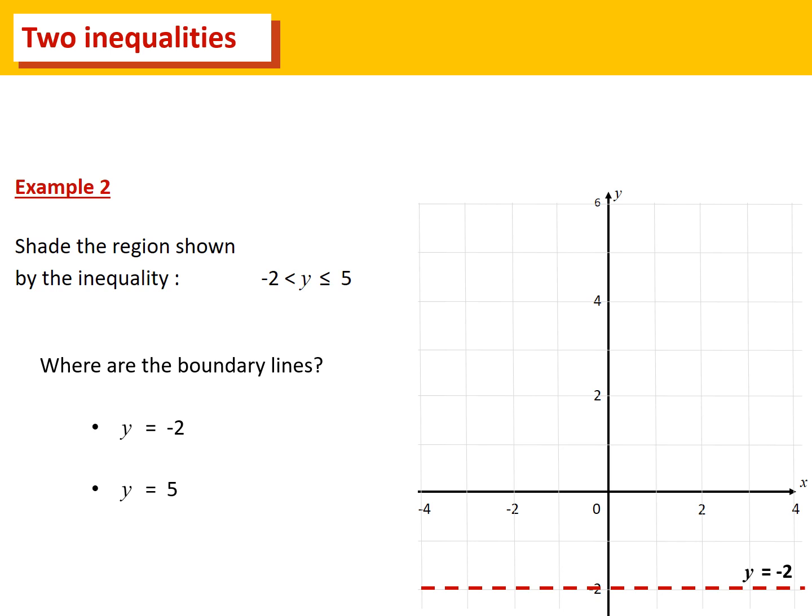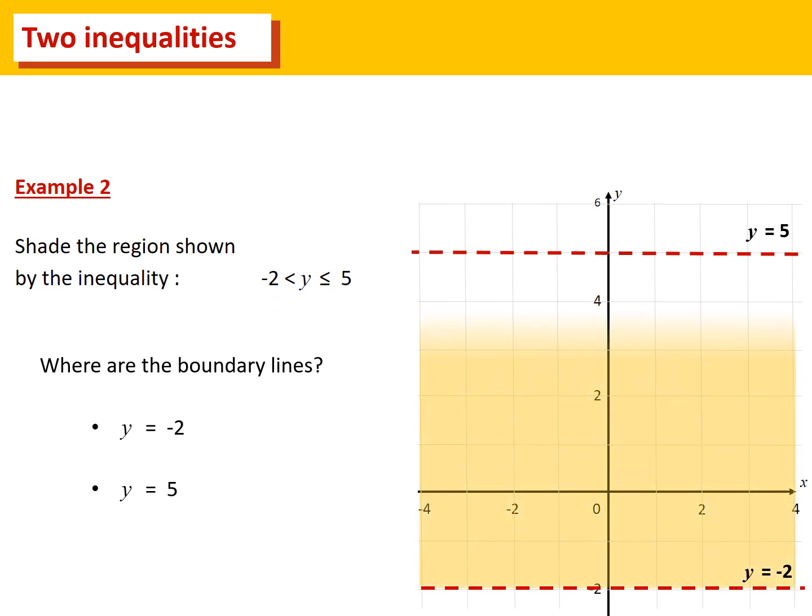The reason why that is the line y equals -2 is that every point on that line has a y value of -2. And for the second boundary line, every y value there has a value of 5, so that's the line y equals 5. Now our inequality is telling us y needs to be between -2 and 5, so that would be that region there.